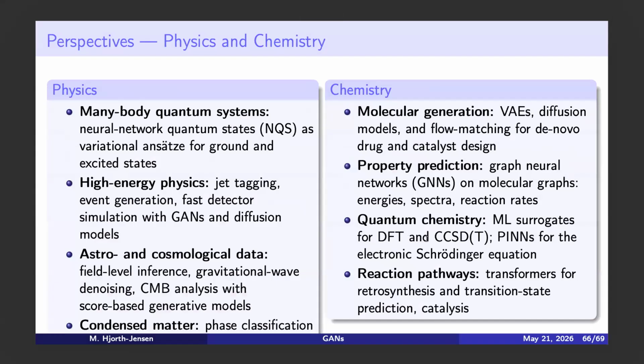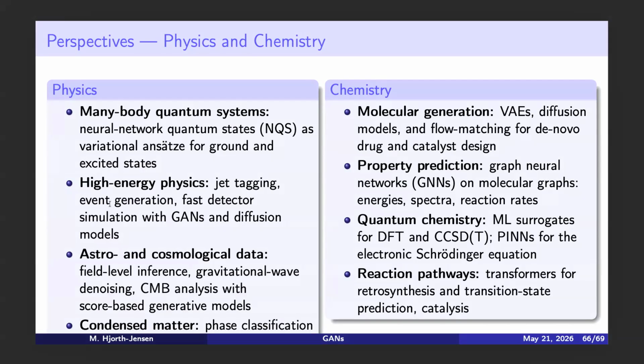Some perspectives. If you're doing physics, many-body quantum systems, neural networks are actually some of the best ways of solving quantum mechanical many-body problems. You get results which are on par with the best many-body methods.